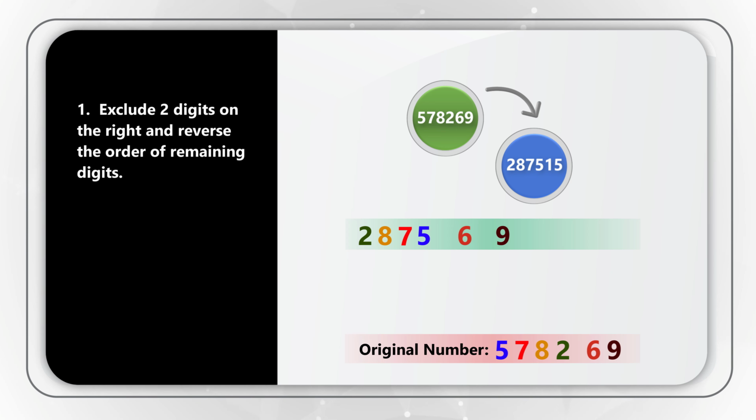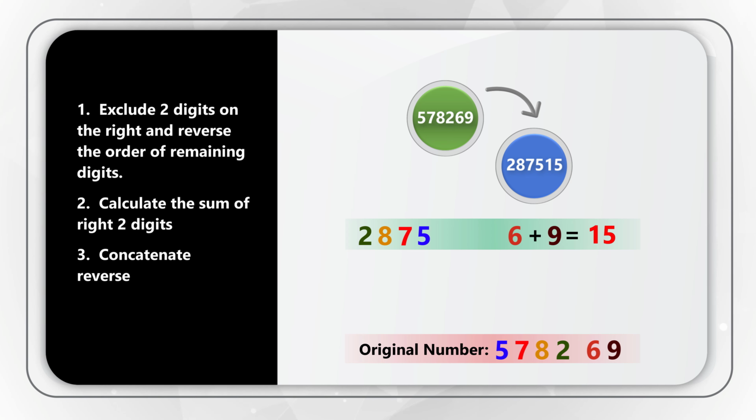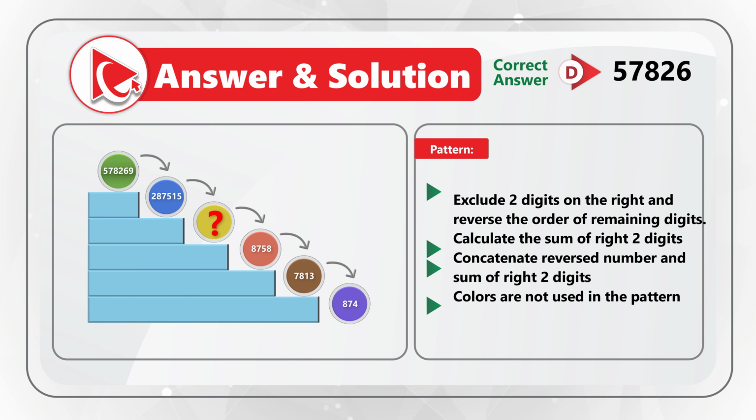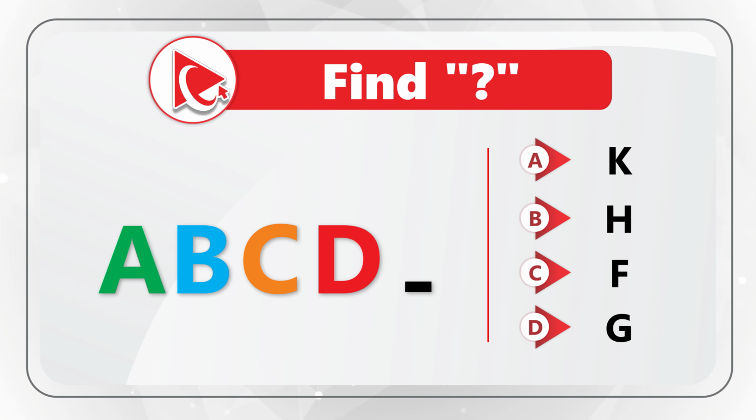We basically add 6 plus 9 and the end result of it is 15. Then we concatenate 2875 and 15. So the end resulting number is 287515. As the ball continues rolling, we repeat the calculations and get to the answer of D, 57826.